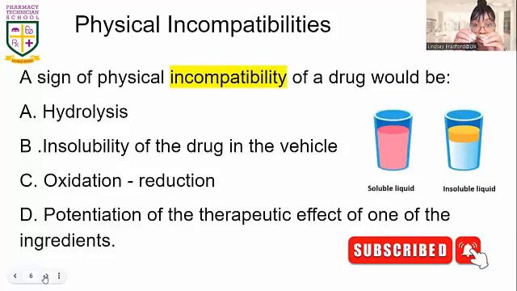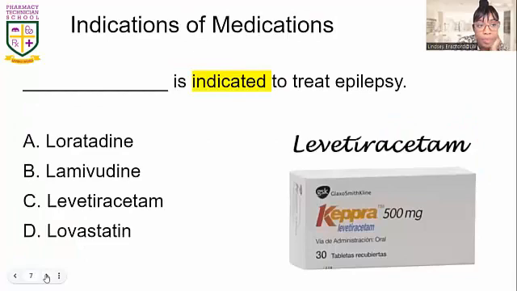I want y'all to start putting 2 and 2 together. Context clues. I know when I was in school, they taught me about context clues, and that helps to increase your common sense when you are trying to figure out these questions, okay? So the answer is going to be B, insolubility of the drug in the vehicle, okay?